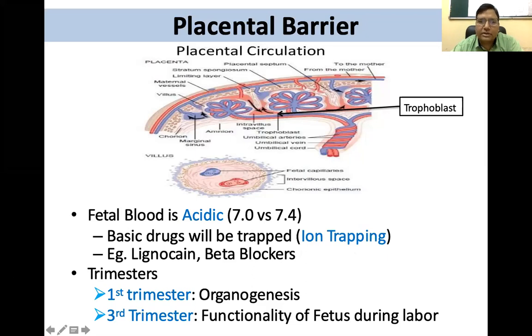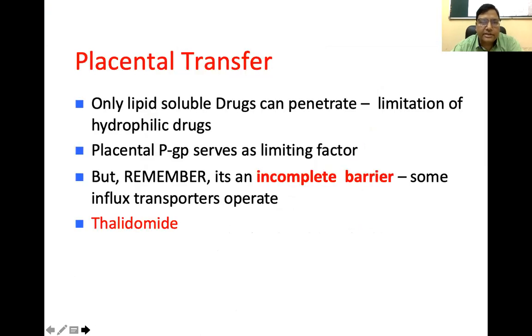So these can produce toxicity such as lignocaine or the beta blockers. So we have to be very cautious while giving such drugs to pregnant females, especially during the first trimester. As we all know, organogenesis of the fetus occurs in the first trimester, and in the third trimester also we have to be very cautious, because the functionality of the fetus during labor can get hampered with these drugs. So the labor can be delayed also. So we have to be very cautious while using these drugs during these trimesters.